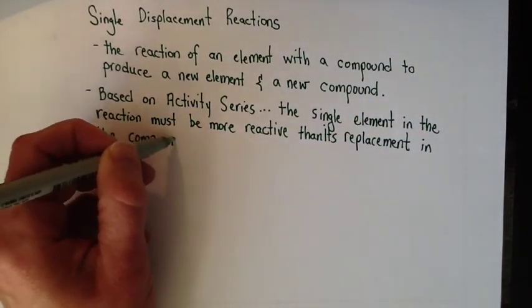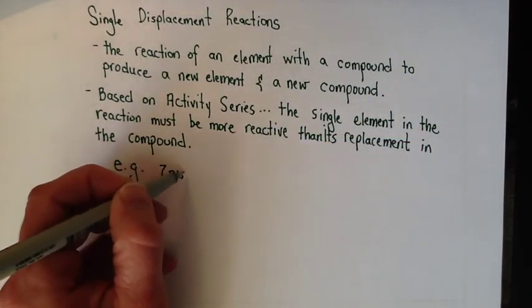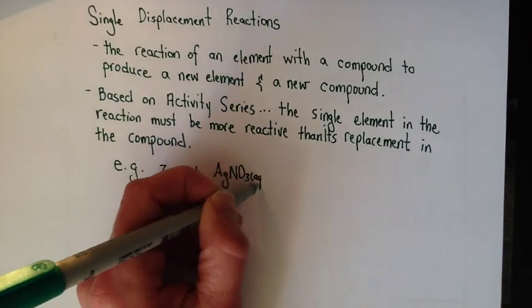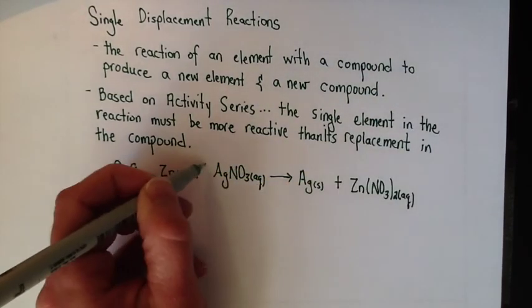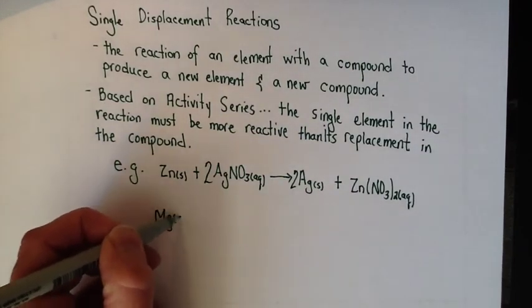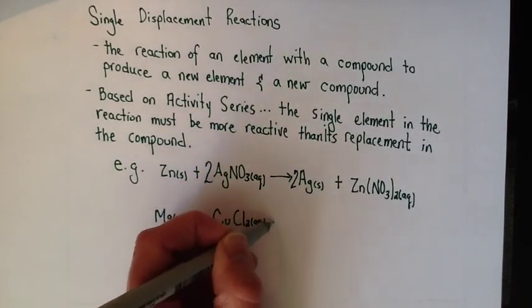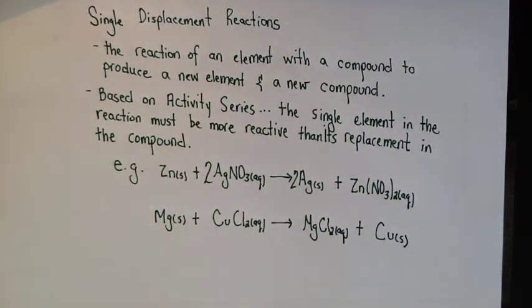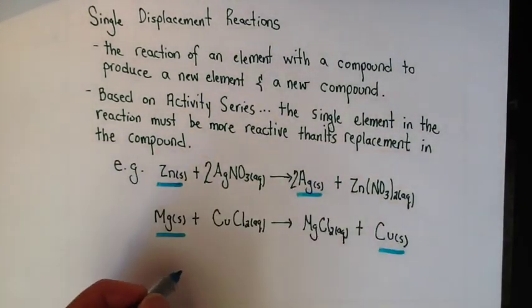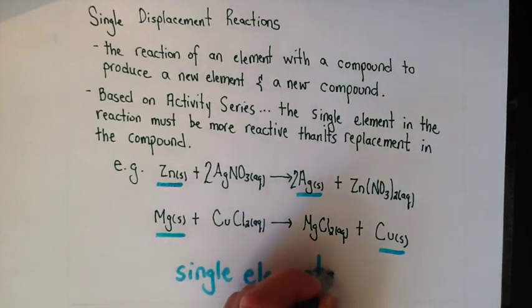Take a look at page 126 of your textbook. For example, zinc reacts with silver nitrate. Notice how the zinc replaces the silver to form zinc nitrate as a product and a single silver element.